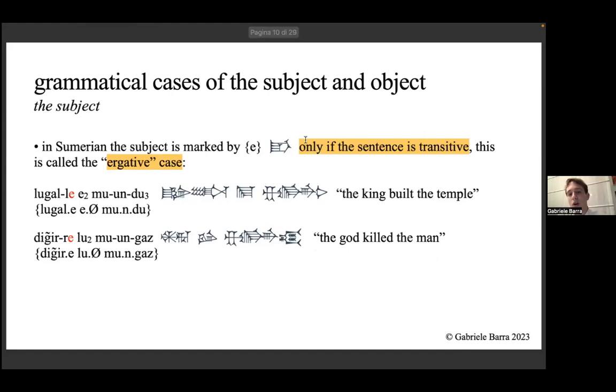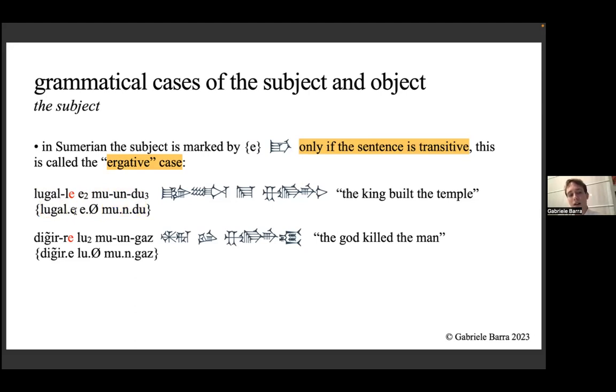However, we only mark the subject by e if the sentence is transitive. So if we have an object. So let's see a couple of examples. Lugal e e mundu. So Lugal would be the subject, the king. And then what do we have? We have an object, a temple. And then we have the verb, mundu, he built.